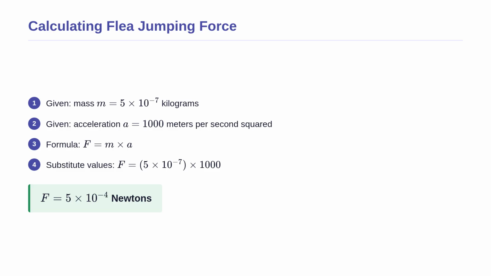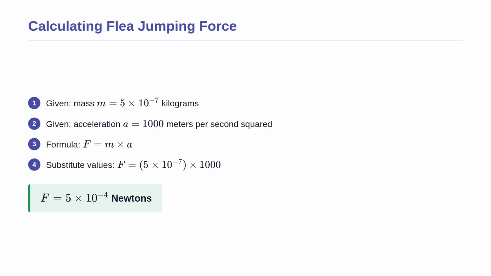Let us apply this law to our flea to find the exact force of its jump. We are given that the flea has a tiny mass of 5 times 10 to the negative 7 kilograms, and it accelerates at a staggering 1,000 meters per second squared. We want to find the total force exerted by its hind legs. We use Newton's second law because it perfectly links mass and acceleration to force.